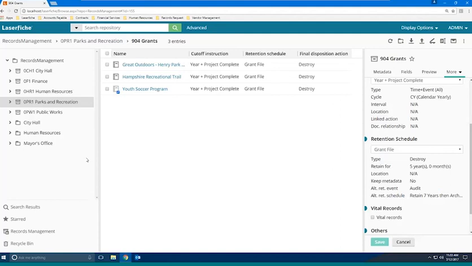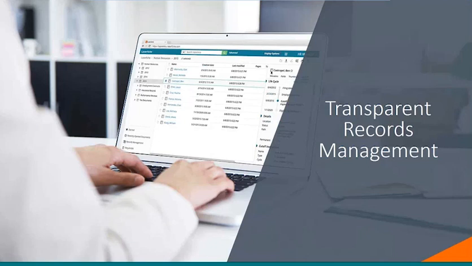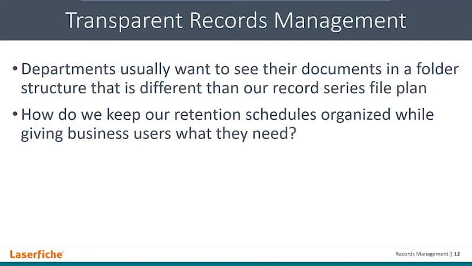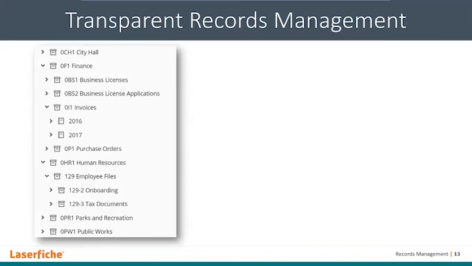But in our case, the questions we're aiming to address are on my slide over here. So something that we like to call transparent records management helps us with our specific use cases. So since our departments, rather than our specific records managers, usually want to see their documents in a specific folder structure, we want our files to be kept in those record series so that they inherit those retention schedules, but we want to put those files into a view that gives business users what they're looking for. So we use something called transparent records management.